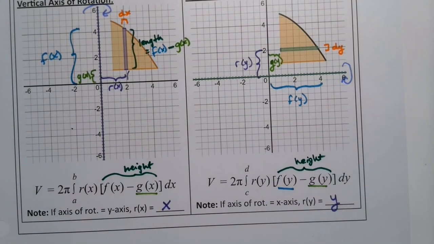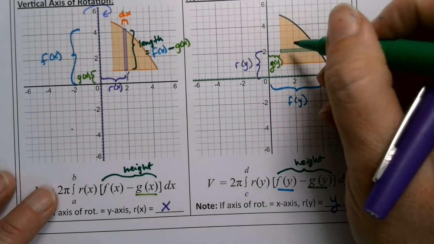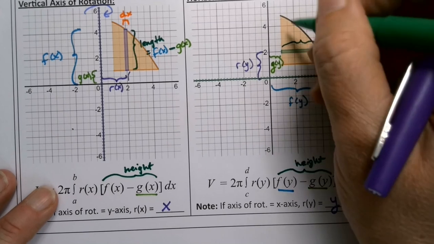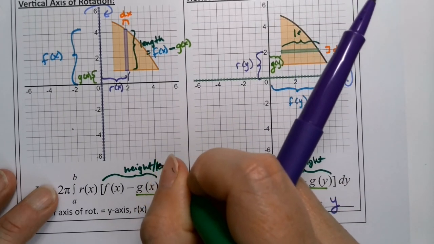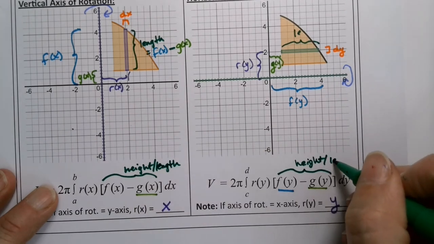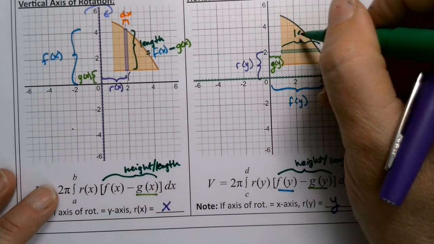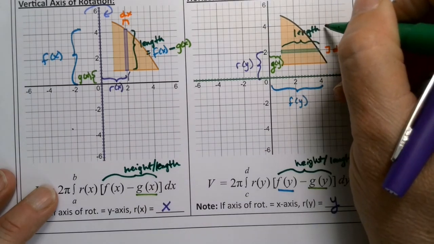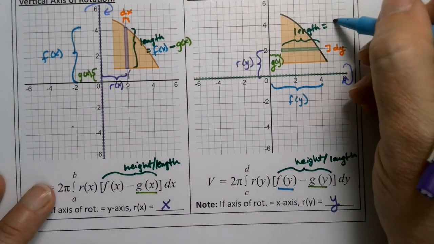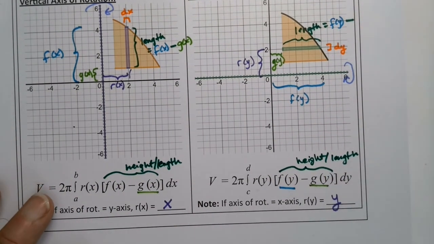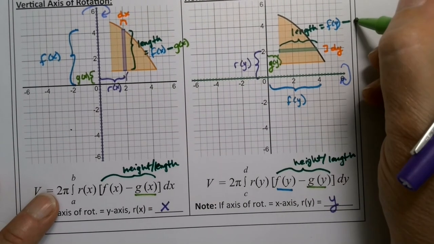Oh, and I better label that length. Let me just put that in there. So this length right here, that height, length, whichever way you want to think of it, height or length, tomato, tomato, same thing. That length is f of y, the outer edge, minus g of y.